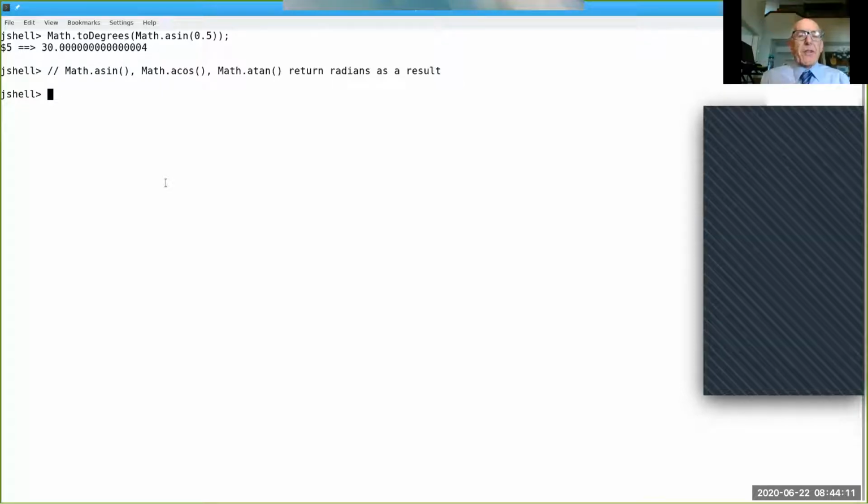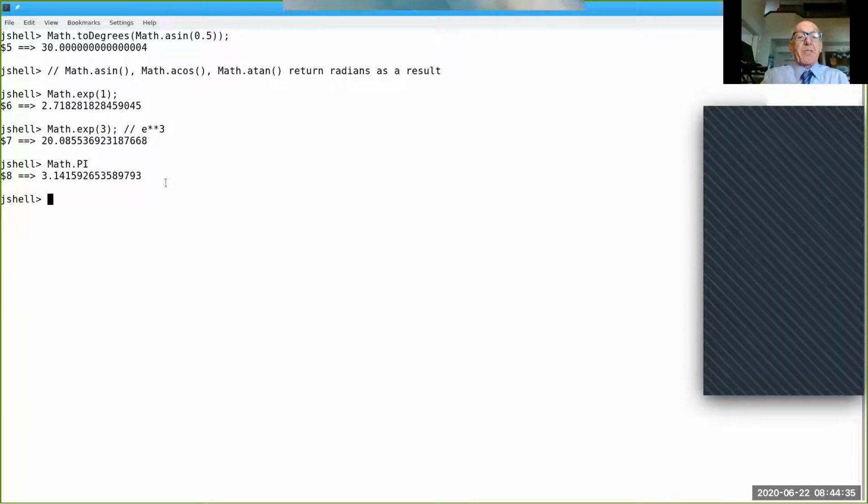There's the exponential function, math.exp(1), which is the easiest one to show you. Essentially, math.exp(3) is the same as e to the 3rd power. There is, by the way, just as we have math.PI, because it's a constant, remember those finals? By convention, we always use uppercase. There's also math.E, which is the base of natural logarithms.